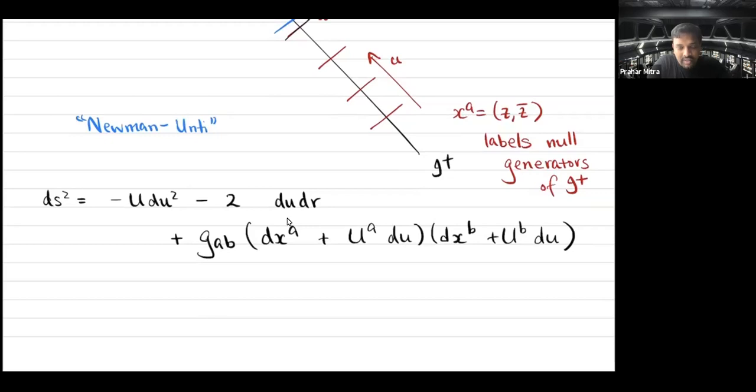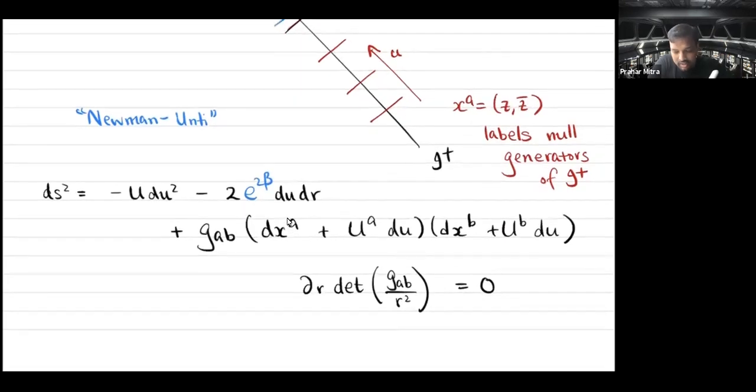So what Bondi did is that he instead introduced another gauge condition, which is a determinant of GAB over R squared. This is an extra gauge condition that was introduced by Bondi. But of course, when you introduce an extra gauge condition, you have to introduce another function, and this function was this coefficient of DUDR. So this is the gauge that I'm going to be working in. This metric is the metric in Bondi gauge.